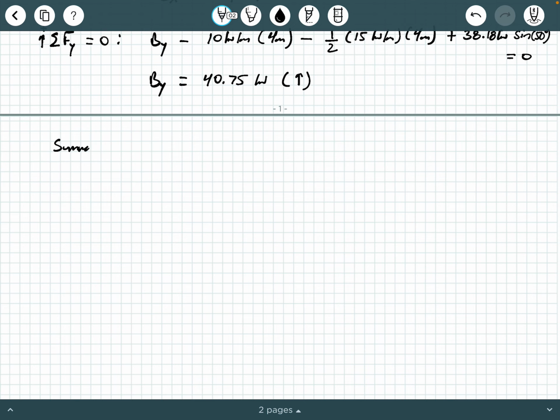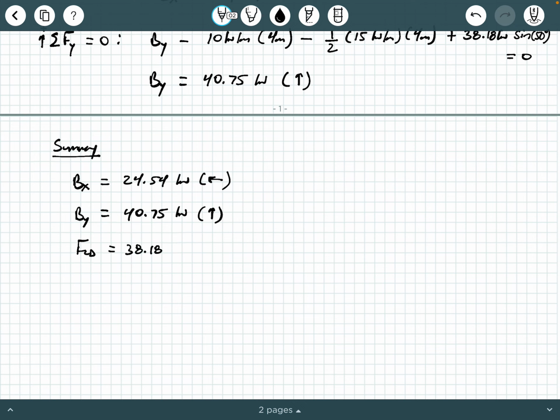So in summary, we are going to write down Bx equals 24.54 kilonewtons pointing to the left. By is 40.75 kilonewtons pointing up, and FCD is 38.18 kilonewtons pointing into a quadrant 1 direction. And that will conclude this example.